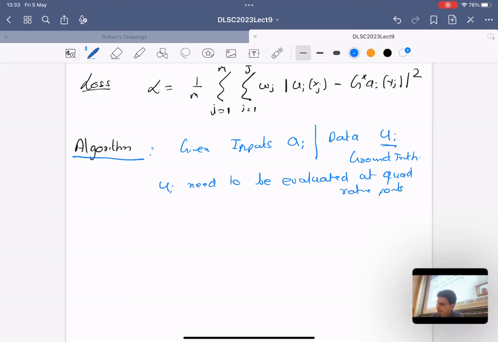So that's why the function space picture is very clear. I should have a function that I'm going to evaluate at the output level. At the input level, this does not come into the loss function, as you can see. Yes, go ahead.